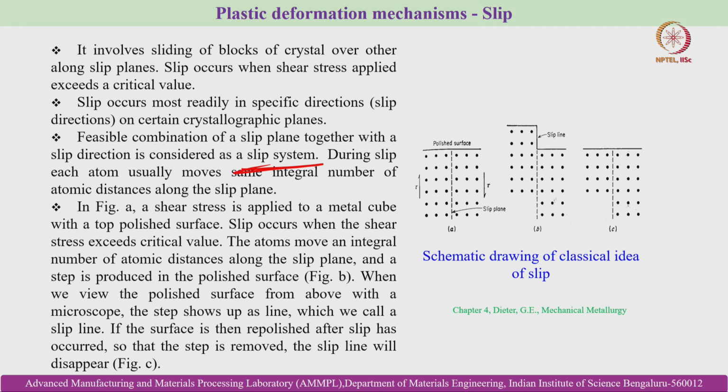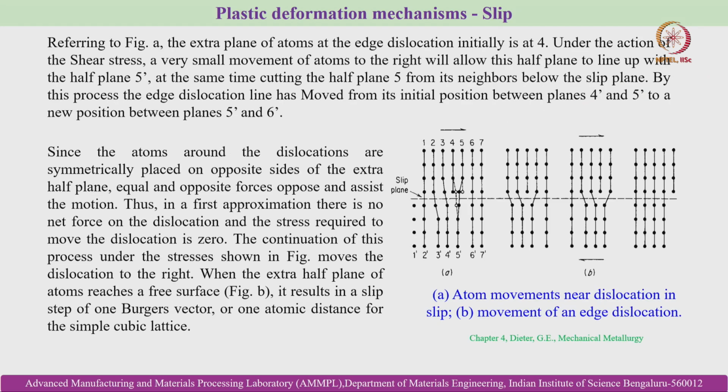You can see that because of the shear stress applied, there is a shifting in the direction of the applied stress. Hence, it is a typical example of an edge dislocation, where you can see the slip happened along the slip plane. This is the slip plane, and this is the slip direction. When it is repolished, this step is gone, and that is what is shown here. So, this is a case of a slip.